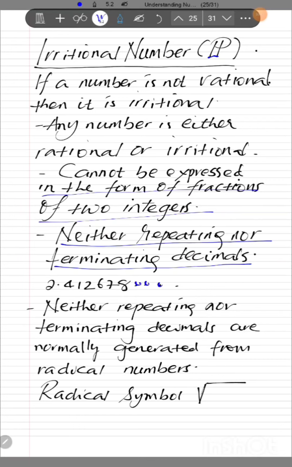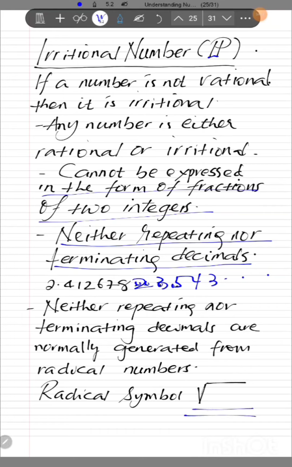Here, when I put a decimal up here, it looks like I'm saying 8 is repeating. But for a number to be irrational, it's not repeating. It goes random: 4, 1, 2, 6, 7, 8, 2, 3, 5, 4, 3, whatsoever. But it never terminates. Then that is irrational. Neither repeating nor terminating decimals are normally generated from radical numbers.